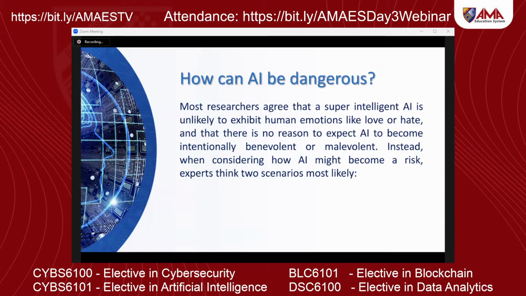So how can AI be dangerous? Most researchers agree that a super intelligent AI is unlikely to exhibit human emotions like love or hate, and that there is no reason to expect AI to become intentionally benevolent or malevolent. Instead, when considering how AI might become a risk, experts think two scenarios are most likely.